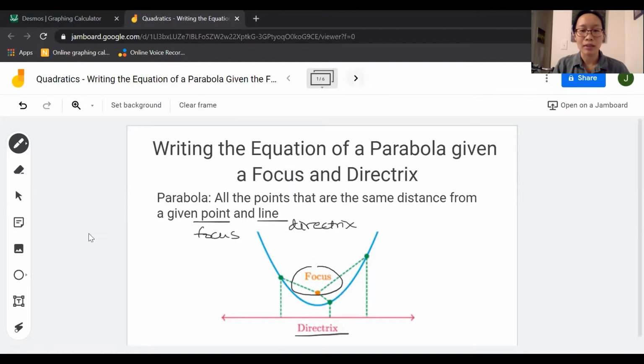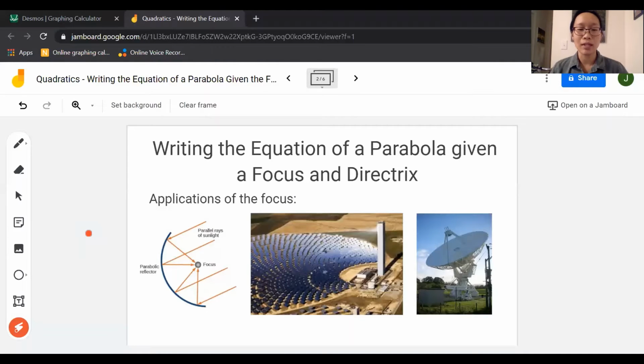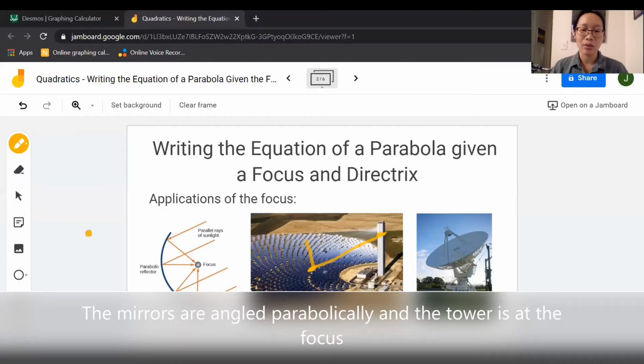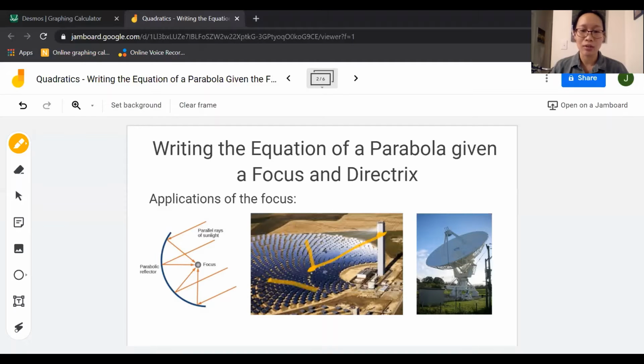Why does this matter? One really neat property of the focus is that anything coming into the parabola bounces off and hits the focus. One application of this is concentrated solar power. So in the desert, you have these arrays of mirrors that are angled so that when the sunlight hits the mirror, it bounces and goes to the tower. So wherever the sun hits, it goes to the tower. And in this tower, you have water or some sort of liquid that turns a turbine. And so once it vaporizes and it becomes steam, it turns the turbine and it generates electricity.